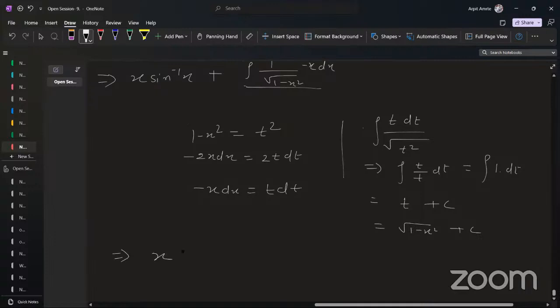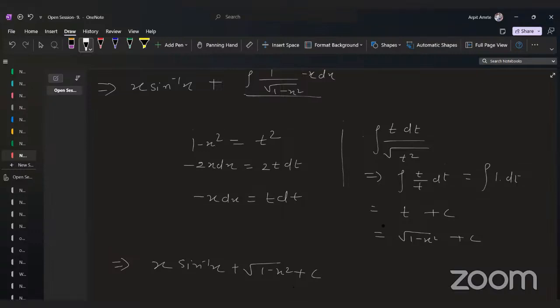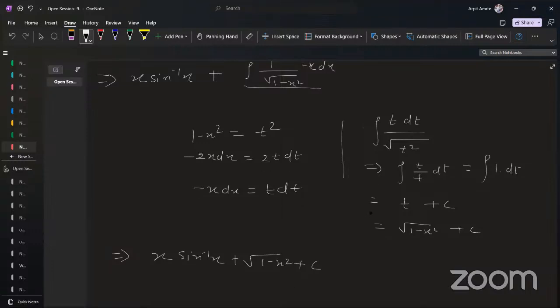So the result will be x sine inverse x plus the value of this whole thing, which is plus root of 1 minus x square, plus c. Got the idea of how we are doing the integration? Any doubt? If you have, please ask.